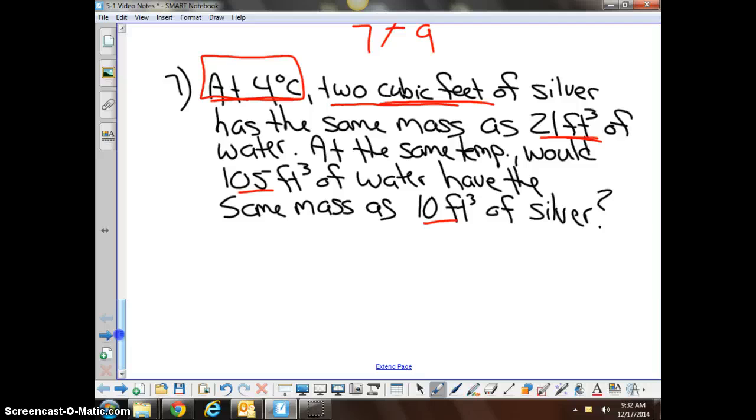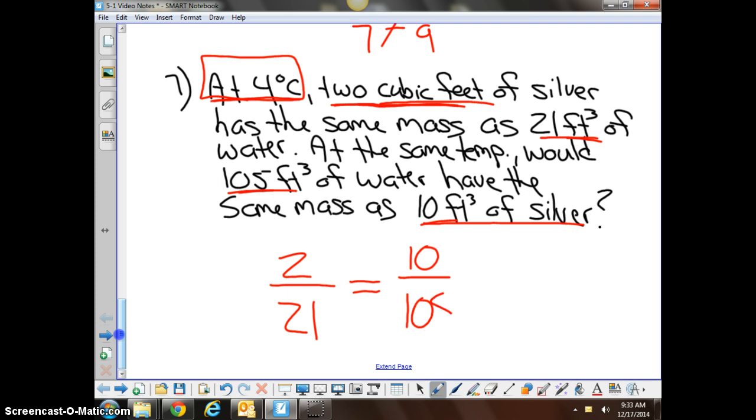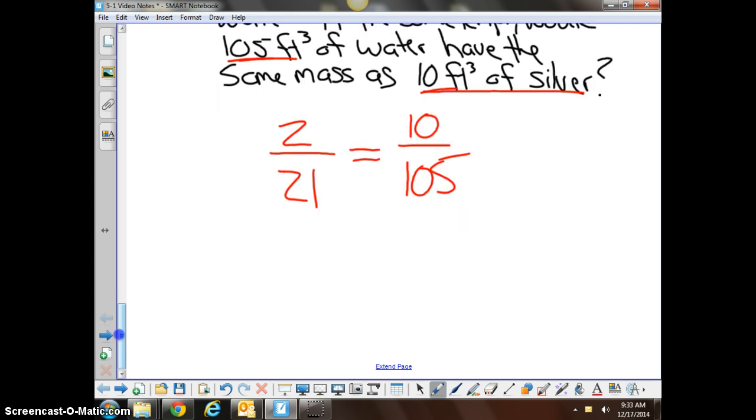So let's start with the first part of the sentence. 2 cubic feet of silver has the same mass as 21 cubic feet of water. So 2 over 21. At 4 degrees Celsius, they are the exact same. And we want to know at 4 degrees Celsius if 105 cubic feet of water has the same mass as 10 cubic feet of silver. So in this case, the 10 cubic feet of silver is going to have to line up with the 2 cubic feet of silver, so we're going to put that in the top for our numerator. And the 105 cubic feet of water has to line up with the 21 cubic feet of water in the other ratio.